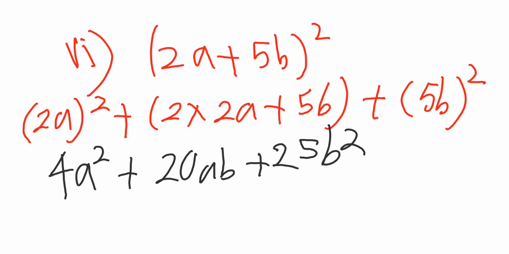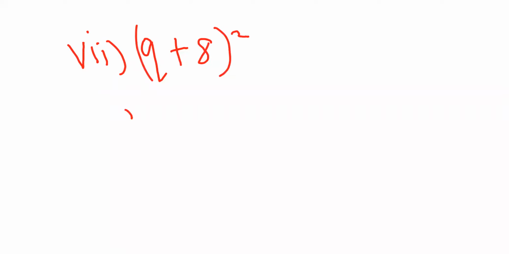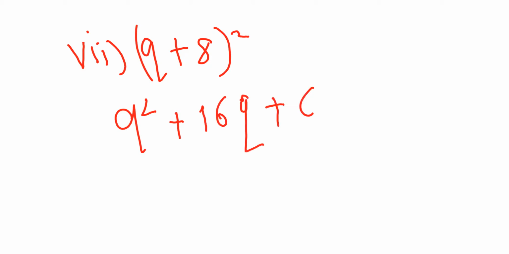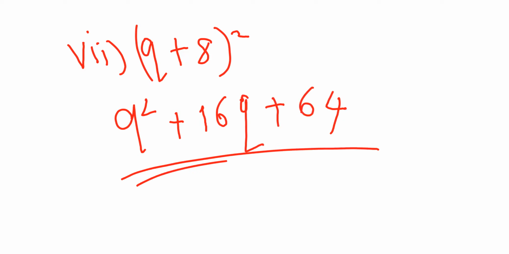We are going to go to Roman number 7 now. That is q plus 8 squared, right? Okay, look at the board. Roman number 7, q plus 8 squared. So here you get q squared plus 16q plus 64. Is it correct? Yeah, teacher, q squared plus 16q plus 64. Yes. Right.